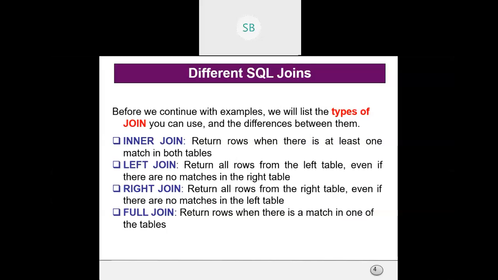Then what about the left join? Left join means that it doesn't matter whether there is a match or not, all the rows in the left table will be printed along with the intersection. Similarly in the right join, all the rows in the right table will be printed, whether or not there is an intersection with the left table. Similarly full join, the rows from both tables will get printed.